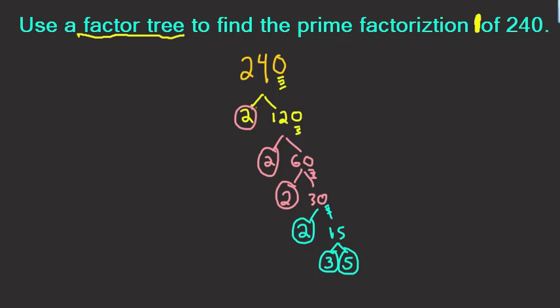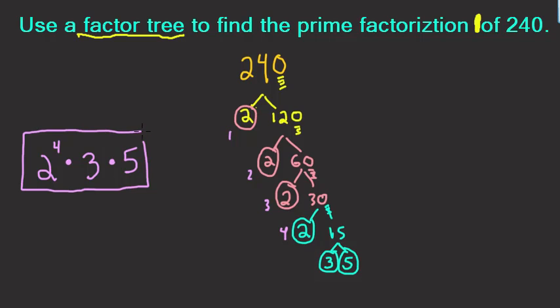So now we're going to write the prime factorization using exponents. Alright, so my first prime number is 2, and count them up. I've got 1, 2, 3, 4. I've got 4 of them, so it's 2 to the 4th power times, I've got a 3 there, I've got 1 of them, times 5. And that's my answer. 2 to the 4th power times 3 times 5 is the prime factorization of 240.